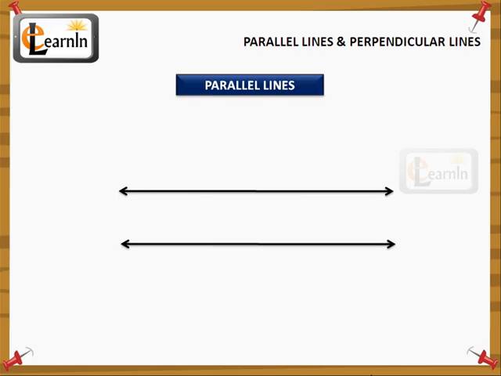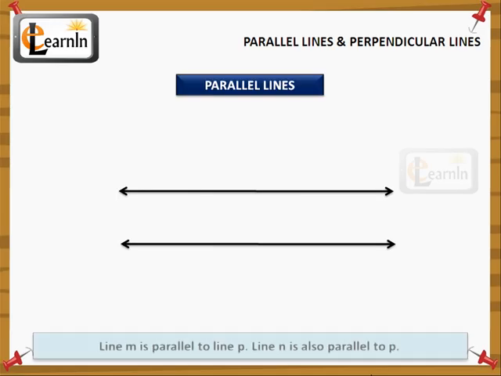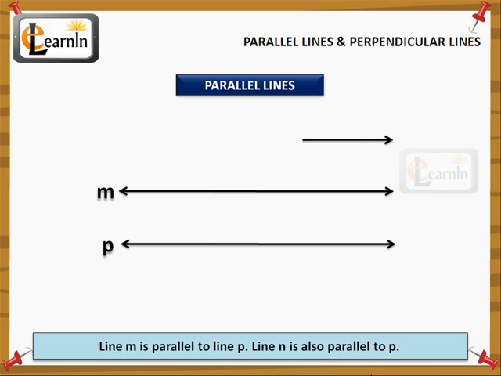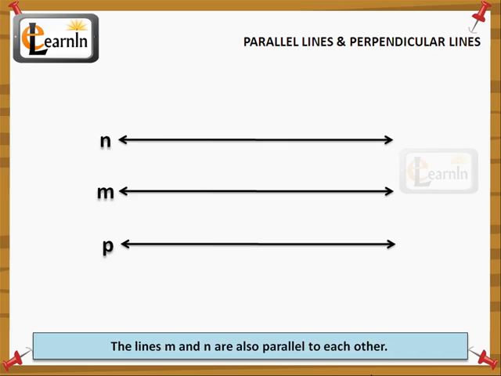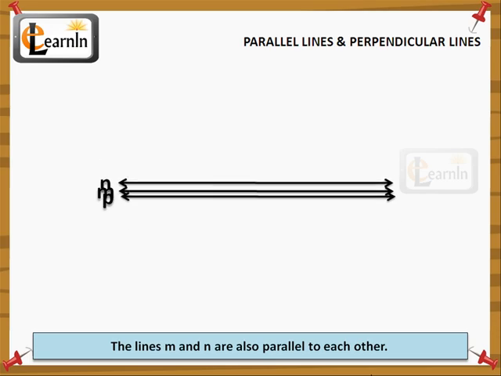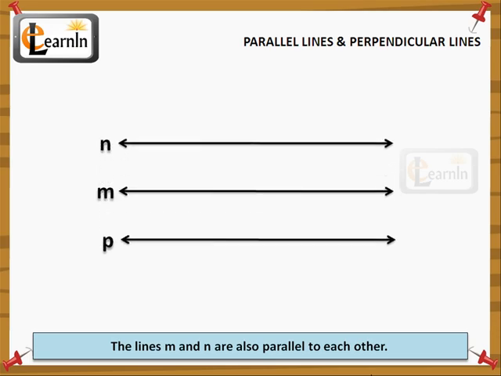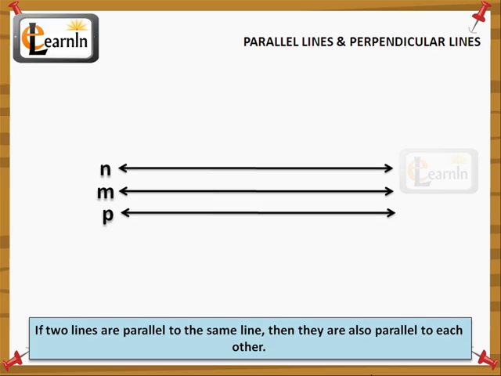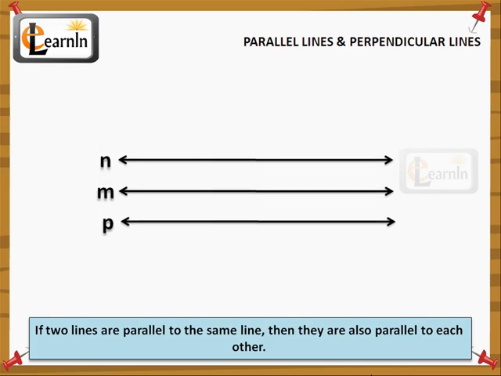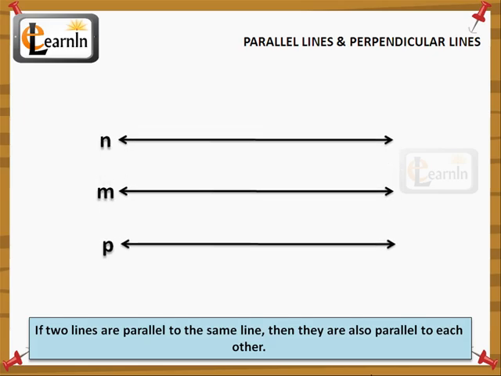Now, let's take a closer look at parallel lines. In the figure shown, line M is parallel to line P. Line N is also parallel to line P. If you look at this carefully, you'll notice that the lines M and N are also parallel to each other. So, using some logic, we can say that if two lines are parallel to the same line, then they are also parallel to each other. And this is kind of like the transitive rule of equality.